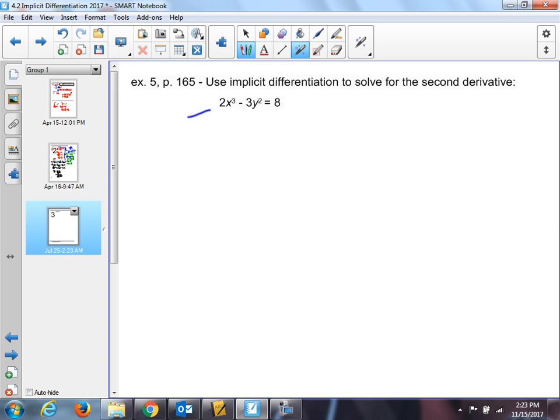So I do the derivative of the first thing, the second, like the left side and the right side. We're going dy by dx. So 6x squared minus 6y, and then the derivative of the inside, dy by dx, because it was a mismatch.